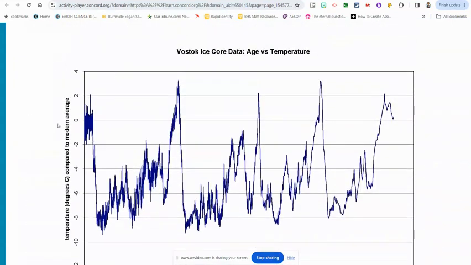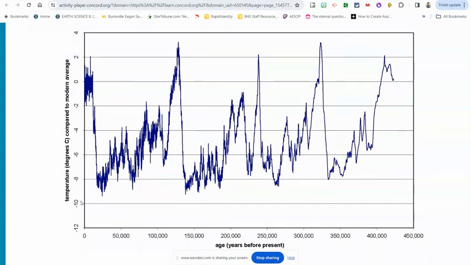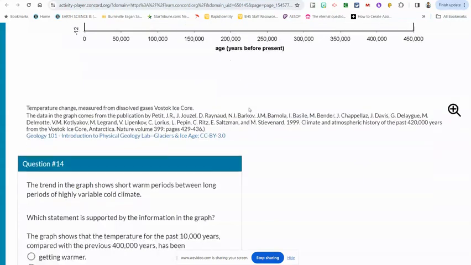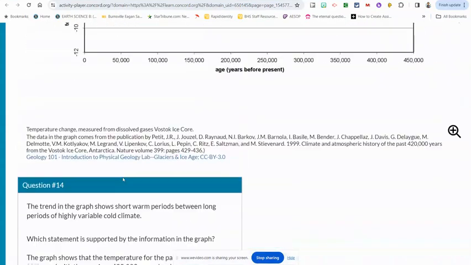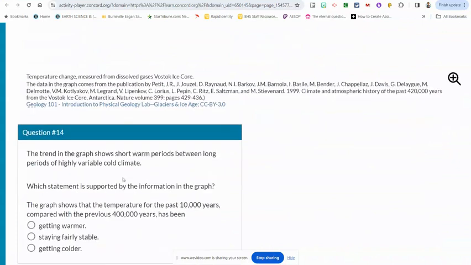All right, the past 10,000 years compared to the previous 400,000 years. So the past 10,000 years, remember, it's on the left side, right here. Compared to the past 400,000 years, right? Would you say in the past 10,000 years is getting warmer, staying fairly stable, or getting colder? Looking at the line of the graph.